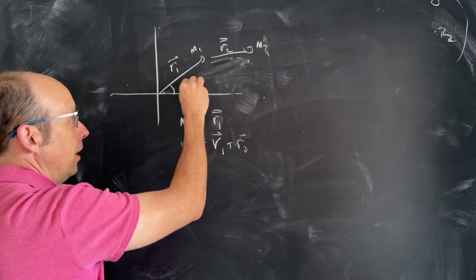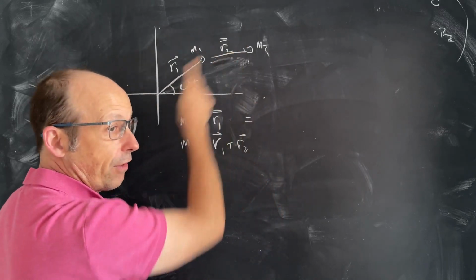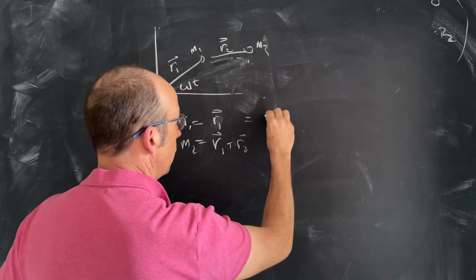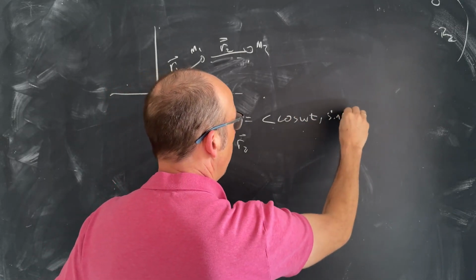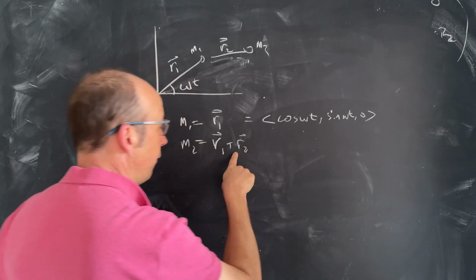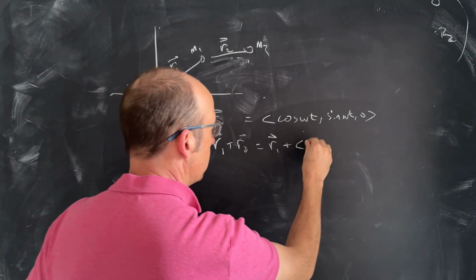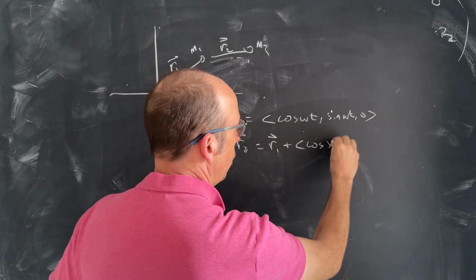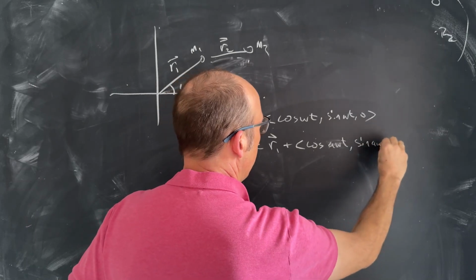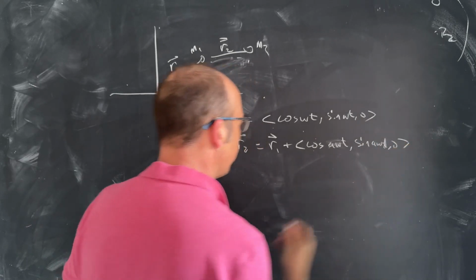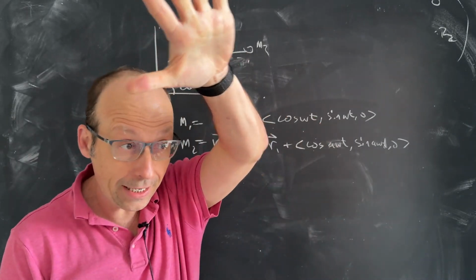Now, I can define that angle as omega t. So this is going to be equal to, as a vector, let's say the radius is 1. So this is just going to be the vector cosine omega t, sine omega t, 0. Now, for this one, it's going to be equal to R1, which is that, plus cosine a omega t, sine a omega t, 0. Where a could be any number, right? We could do 3, we could do 4, we could do pi, and we will.